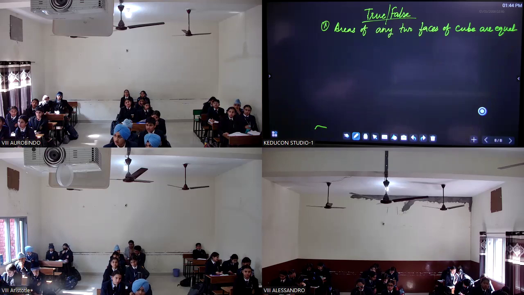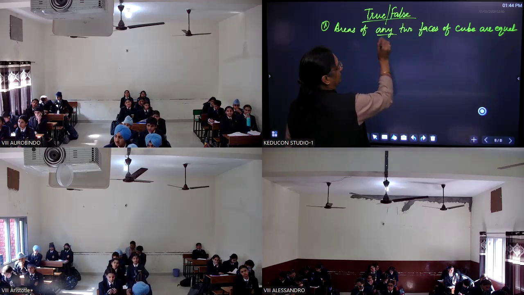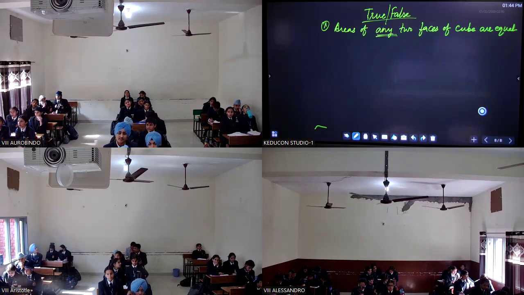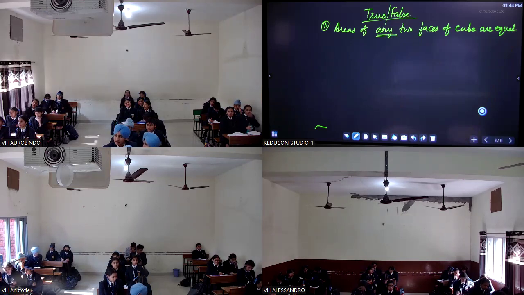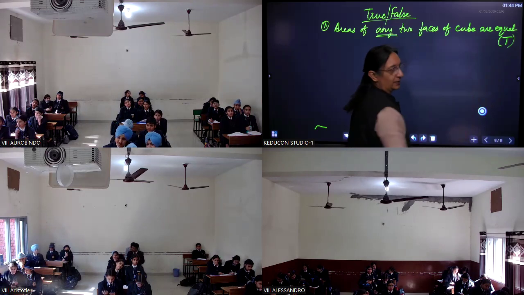Areas of any two faces of a cube. Please remember, any two is what we are talking about. Okay? Any two faces, of course, on a cube all faces are the same, so the answer will be true.